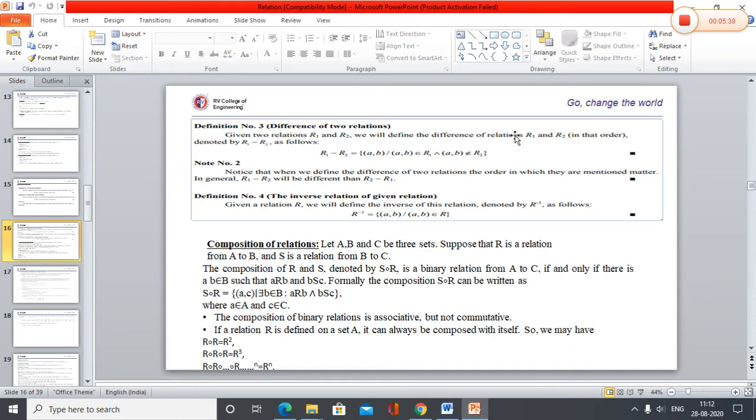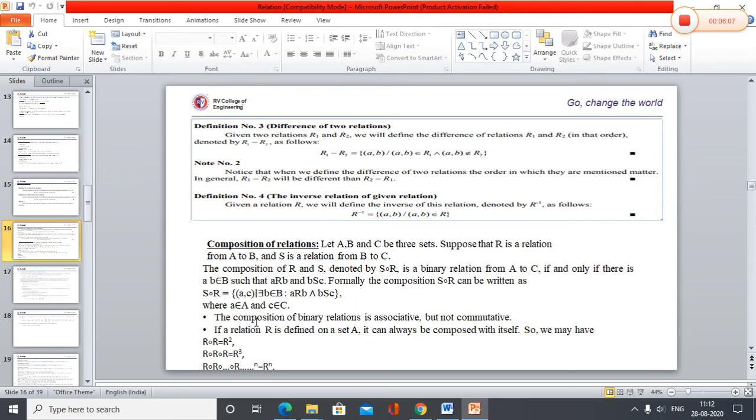Now the inverse relation means if I have (a, b) in R, then in the inverse I am going to write (b, a). So that is my inverse relation. Then next is composition of relations. So if I have three sets A, B and C, and R is a relation from set A to B and S is a relation from B to C, then the composition relation, also called S o R, is a relation from A to C.